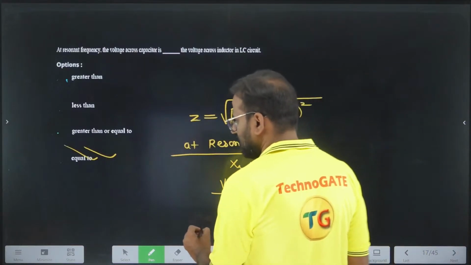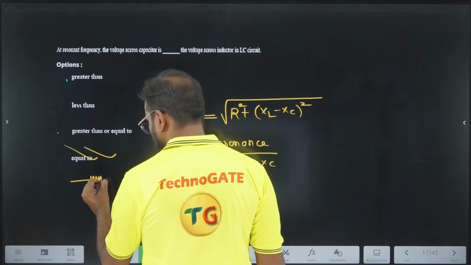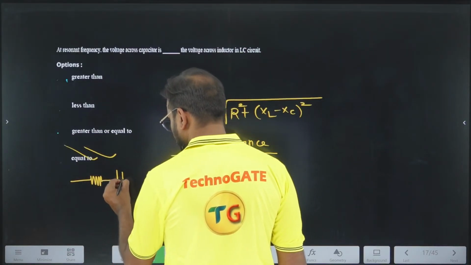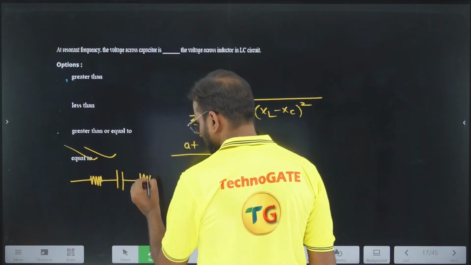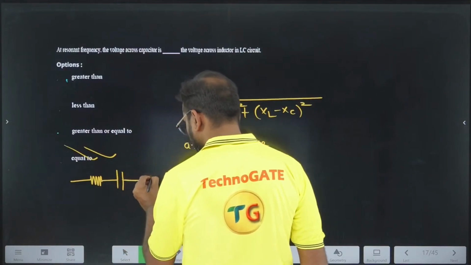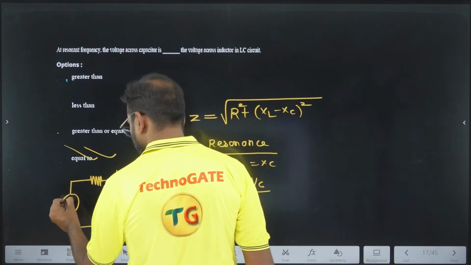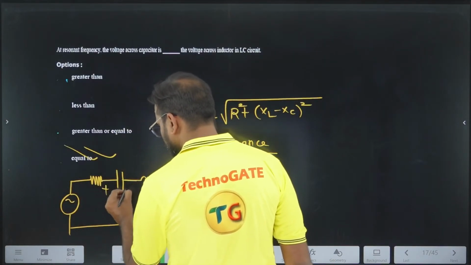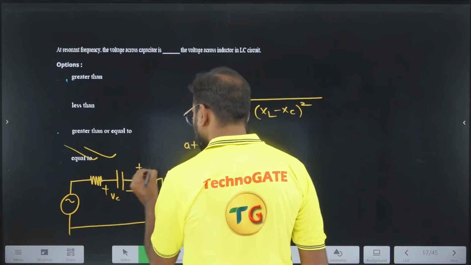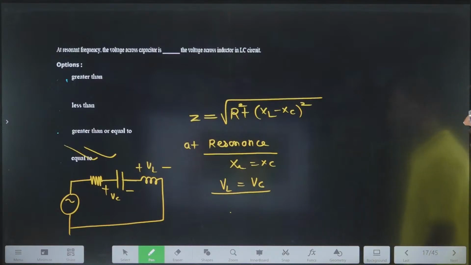If I draw this, this is R, and let me say this is one inductor. If this is VC and this is VL, we want VC equal to VL. This is the idea.